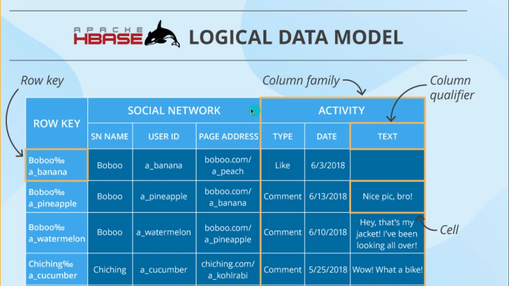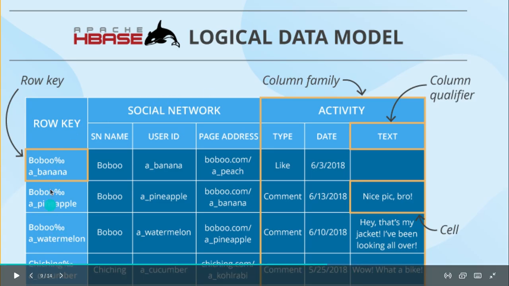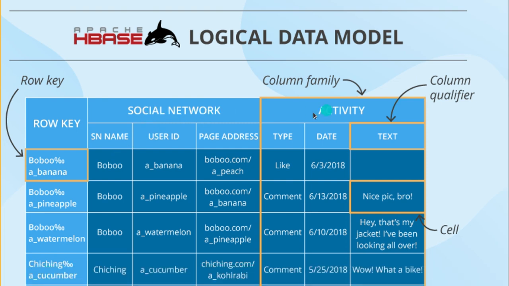So guys, this is the logical model, or this is how we can represent the things in a more detailed fashion. Just check it out. You can see in this case this is representing a row key. This is my column family, social network. Activity is my column family. SN name, user ID, page address are my columns, and this is a cell. This is a cell we are having. All right, so this is the logical data model that we follow in Apache HBase.